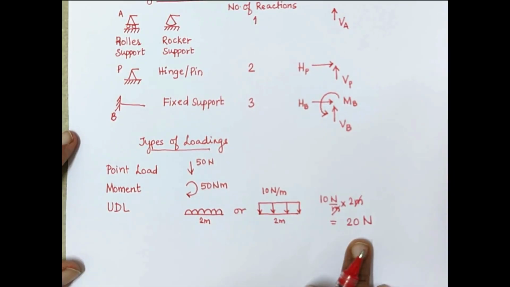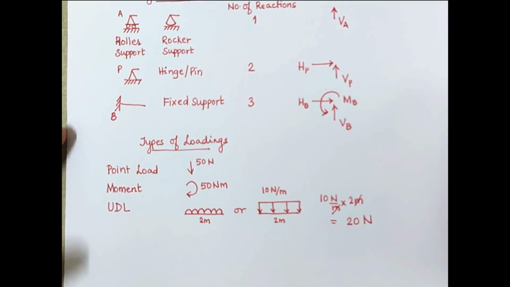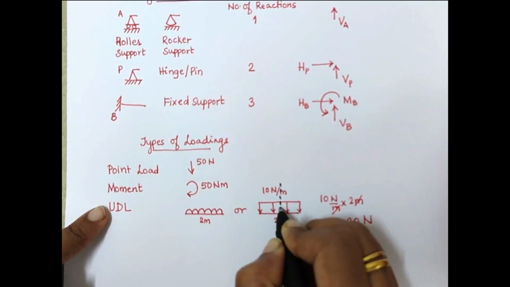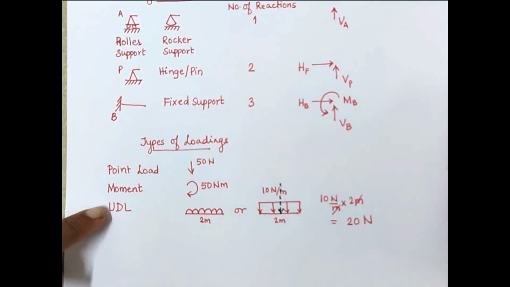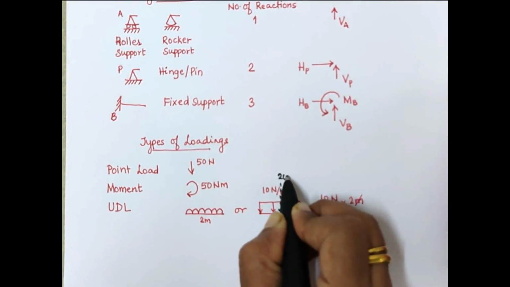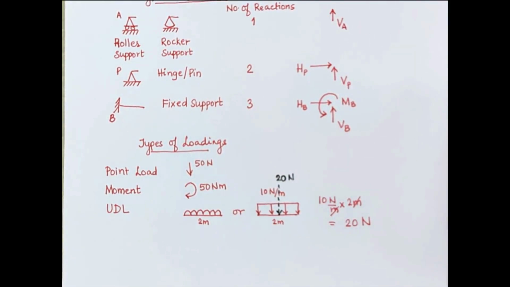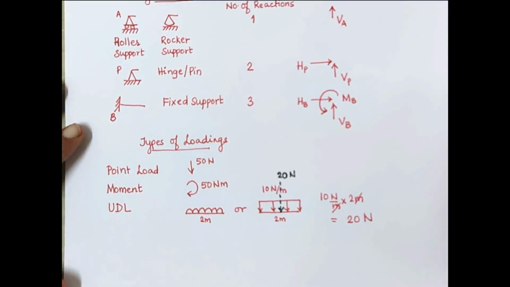It actually remains as a UDL on the entire beam, and just for further calculations of support reactions, we have to convert it into a point load. Therefore, we show it as a point load in the form of a dotted line. This dotted line we have to show at the center, because the loading is uniform and therefore the value will lie at the center of the given span.